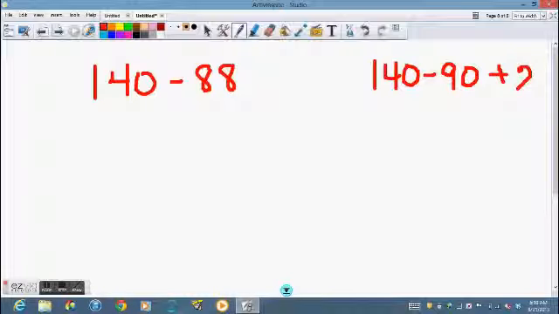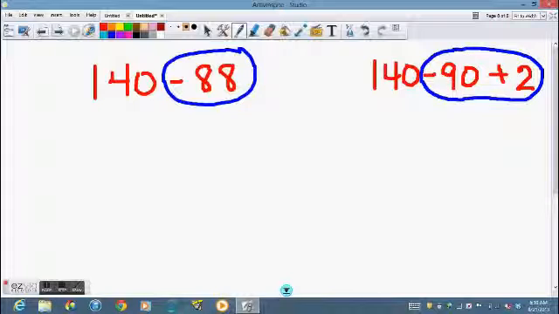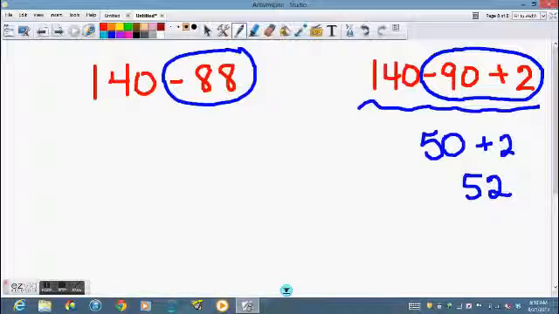Alright, so let's do this problem. 140 minus 90 is 50. And then if you add 2, you get 52. So the answer to this problem is then 52. Okay? So we are subtracting a number that is a little easier to subtract. Instead of subtracting 88, we subtract 90. And then we add 2 back in to adjust for that so that we get the correct answer. And this is just another strategy for subtracting.